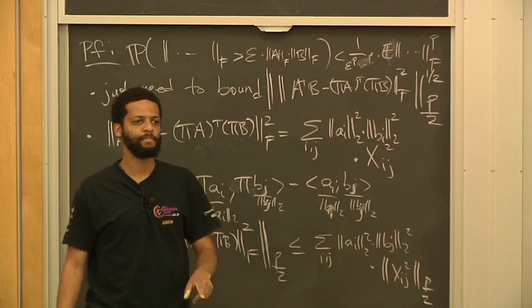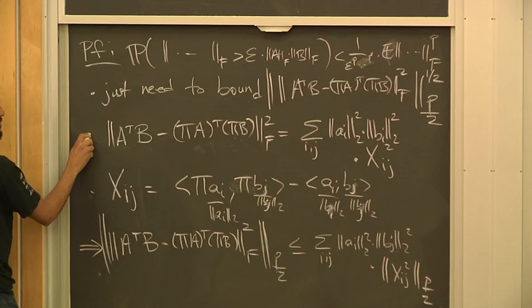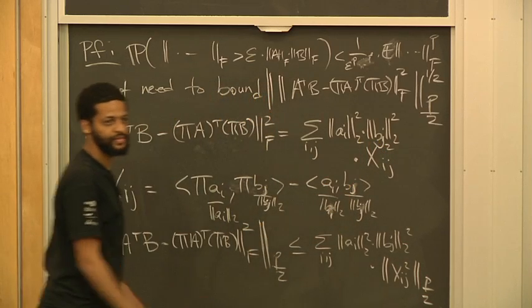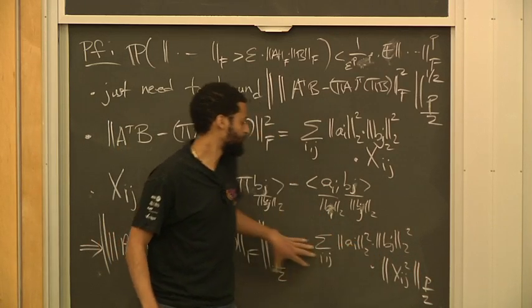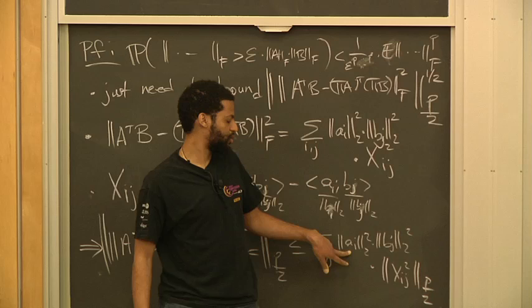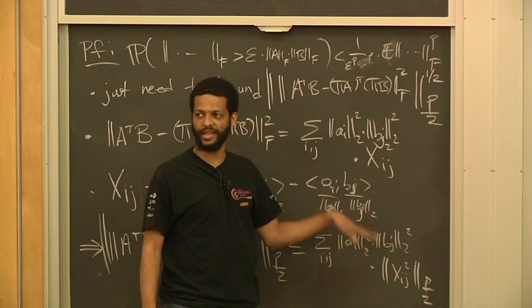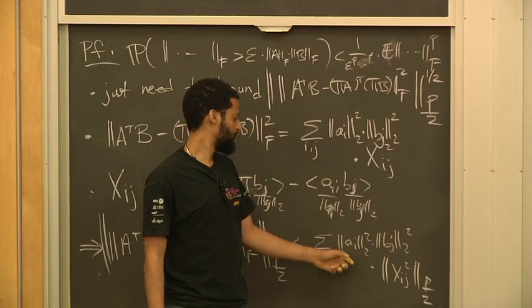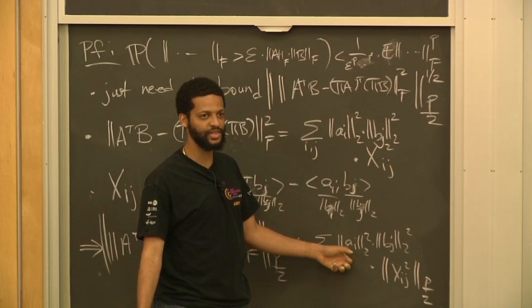So for the second dot, is it ai? This one? Yeah, the right hand, bj. Sorry. So if you pull this guy out, you have the sum over ij of the ith row of A squared, the jth row of B squared. That's just the Frobenius squared of A times the Frobenius squared of B, because if you sum up the squared norms of rows, that's just the Frobenius squared.